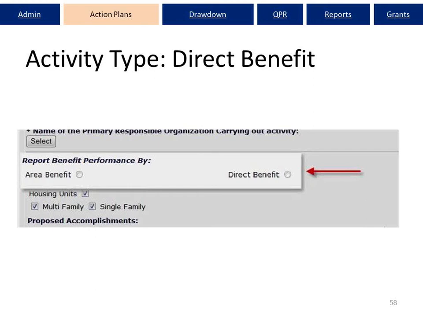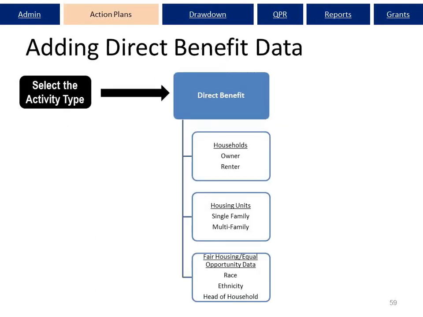So again, the things that display below on the page are going to depend on what you've checked at the top of the page. So the types of things here, again, the breakouts for households are owner and renter. For housing units, it's single family and multifamily. And then the race, ethnicity, head of household data, all that comes on the QPR side. And this should be very similar to the IDIS screens.